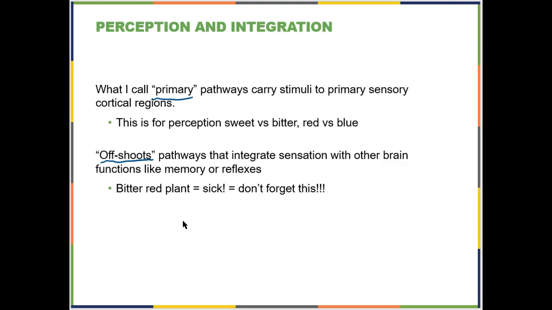If you eat a bitter red plant that makes you sick, you are not going to forget that. The same way, if you've had too much of any one thing to drink, weeks or months later you catch a whiff of that same adult beverage and you're going to get queasy. So your limbic system is made aware of the taste of whatever it is that made you sick, but it's not part of your perception of it. That's an example of an offshoot.